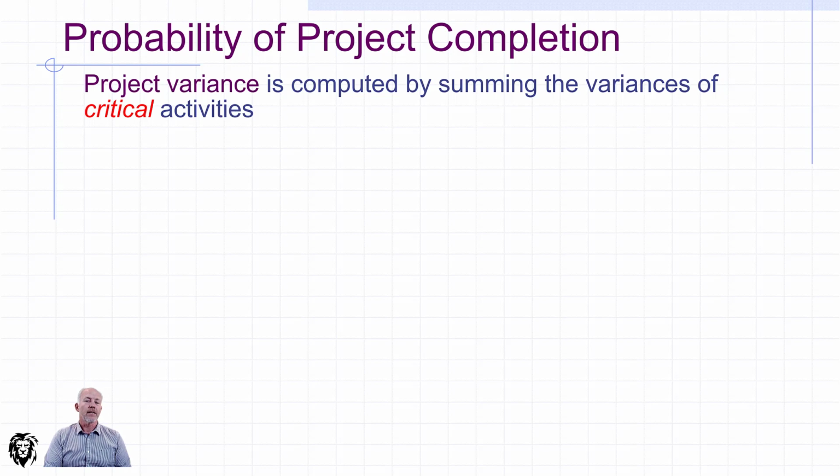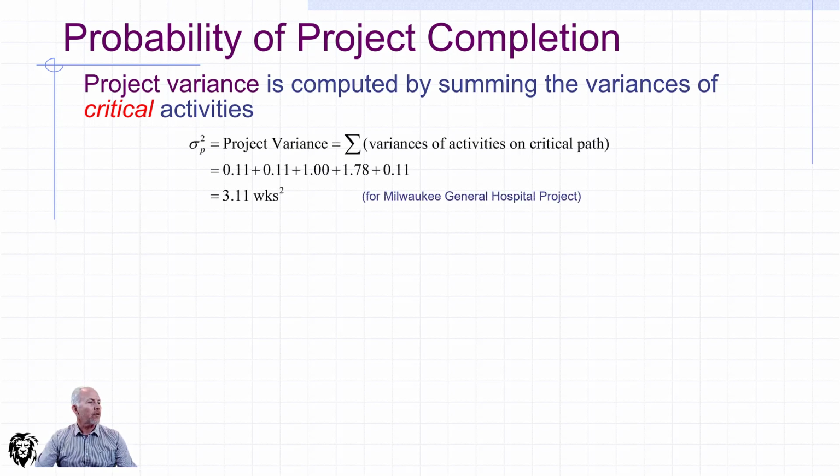Remember, we've already calculated the variance for each of our activities. So what we want to do is to look at the variance of each of our activities on the critical path and add that up. And when we do that, we actually get the variance for the project. So in the example that we're looking at, the variance is equal to the sum of all the variances on the critical path. I've taken these from the table on the previous slide, and I see that our variance for this particular project is 3.11 weeks.